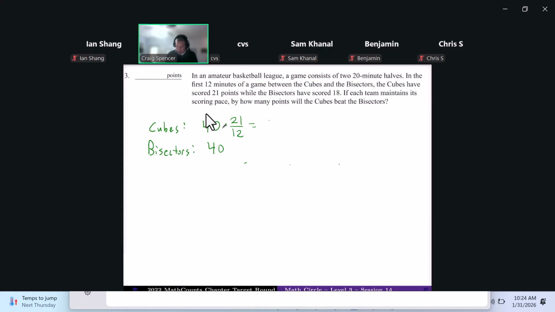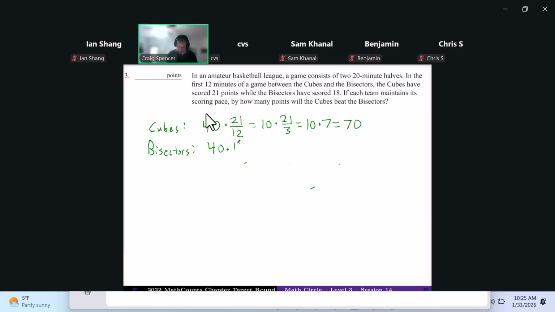I could divide a 4 here and here. Simplify this to 10 times 21 over 3. I could divide a 3 into the 21. That would give me 10 times 7, or 70. But again, with a calculator, 40 times 21 divided by 12, I would get this 70 points very quickly. Again, you might simplify things a little differently than I am.